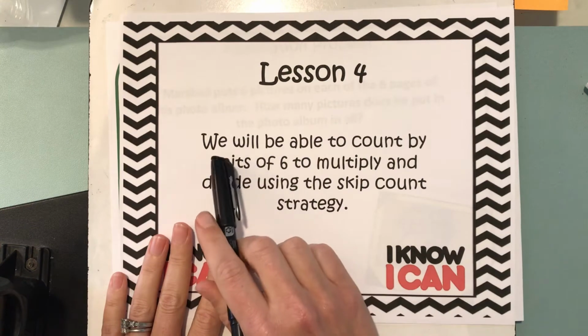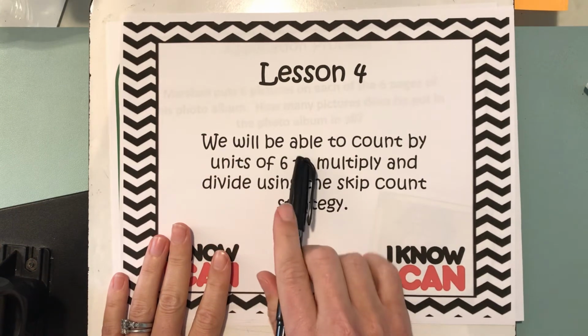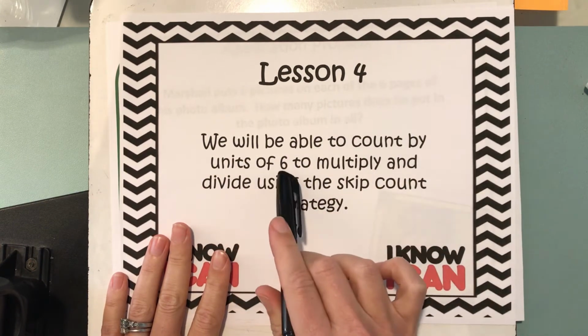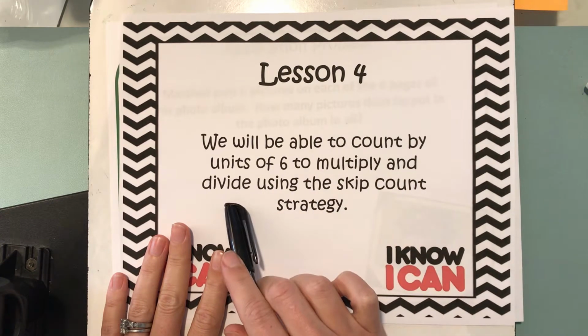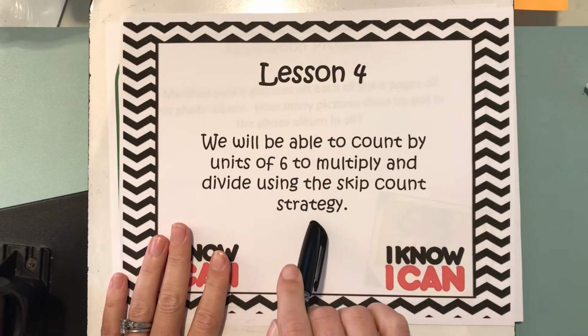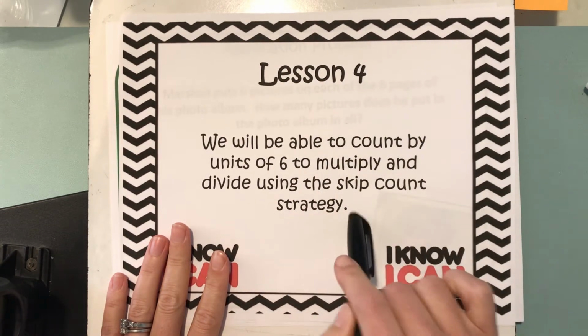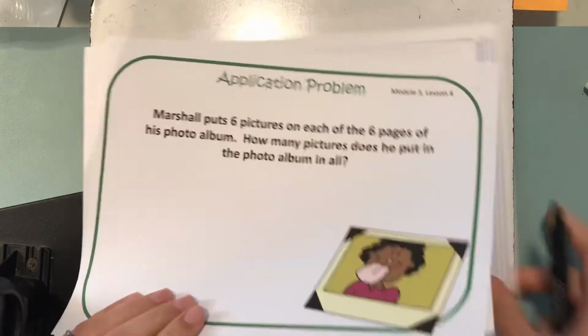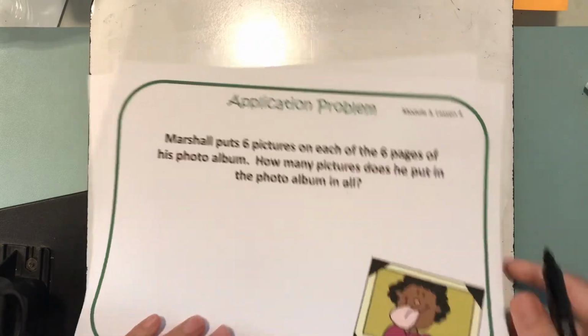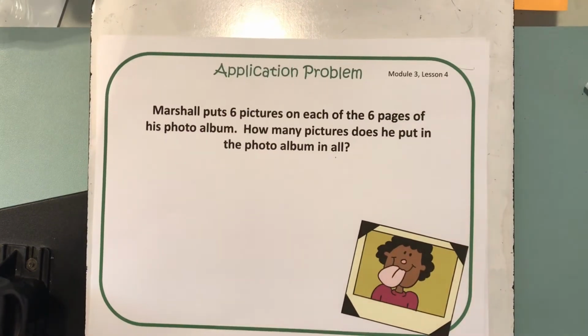So here is our objective. We will be able to count by units of 6, so skip count by 6, to multiply and divide using the skip count strategy. And this is going to help us solve these problems. Before we do that, we are going to do our application problem. This is in your book if you would like to do it along with me. It's on page 25. So you can pause the video and go to page 25.